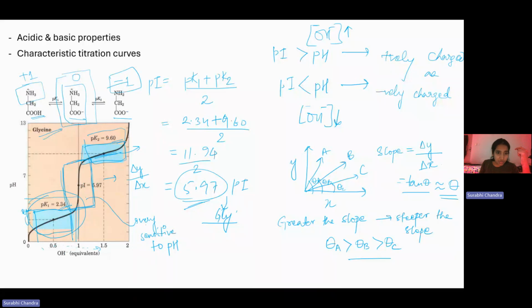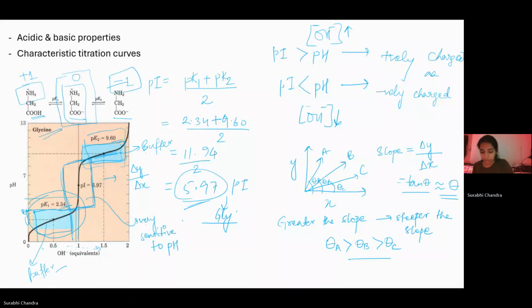So these areas where the slope is very less, less steep, this is actually the buffer region, wherein it's very less sensitive. Even though the OH minus concentration is increased significantly, it is less sensitive to OH minus concentration. This area and this area are the buffer regions. All right. Now, this was the case for the simplest amino acid, which is glycine.